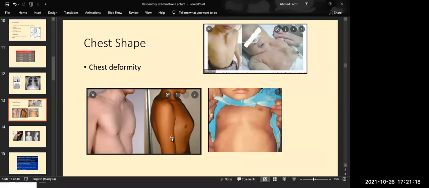Excavatum. Carinatum. This one is what? What you notice? You can see the depression here, the Harrison sulcus. When the diaphragm works so hard, it results in a depression on the lateral side of the chest, where the diaphragm muscle inserts. So you can see the depression of the lateral side.